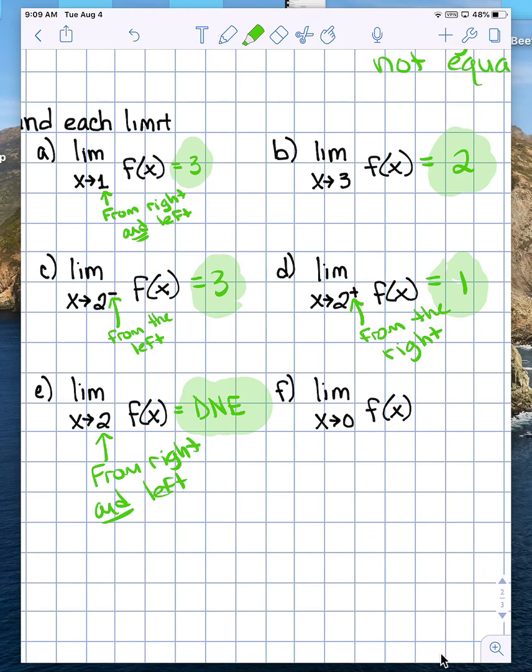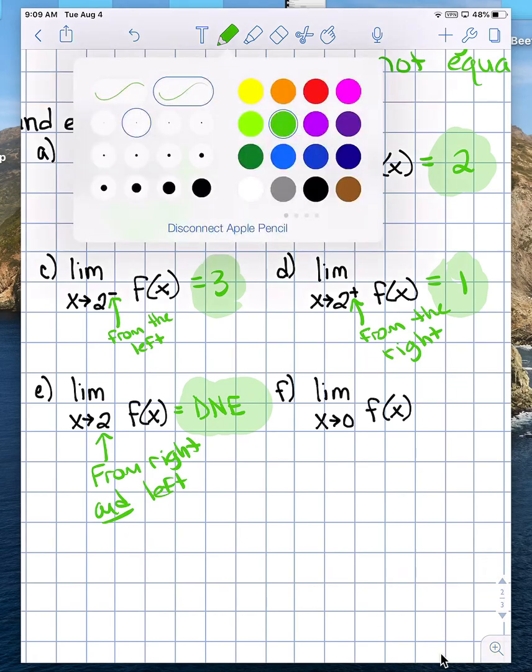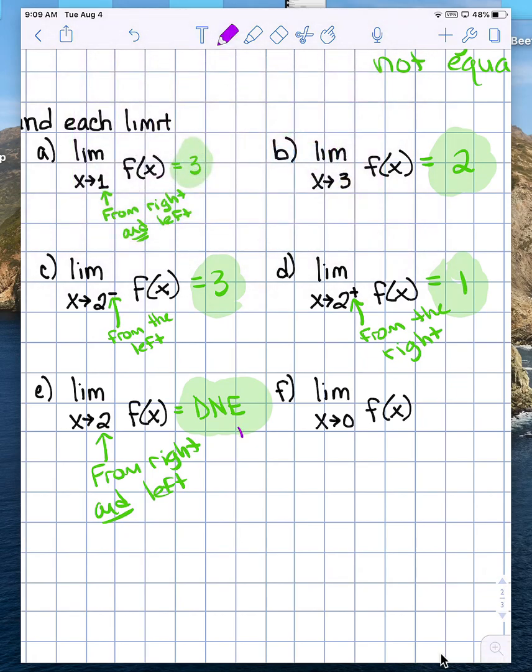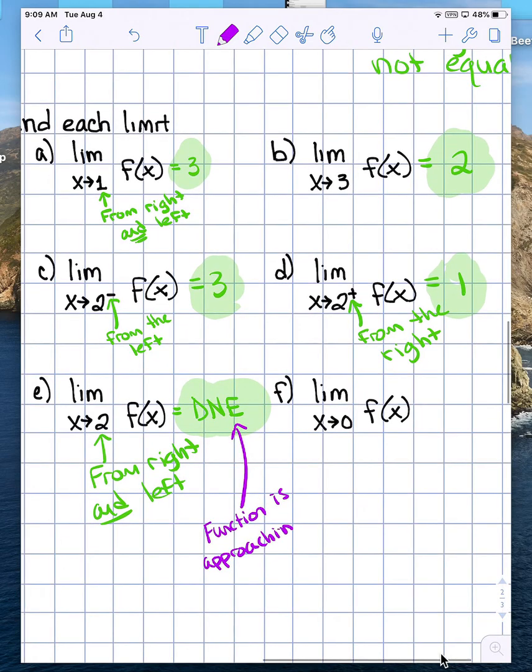Okay, let's put in a little reasoning. It's really good for you. We're just taking notes for the first time. So the function is approaching different values from the right and left.